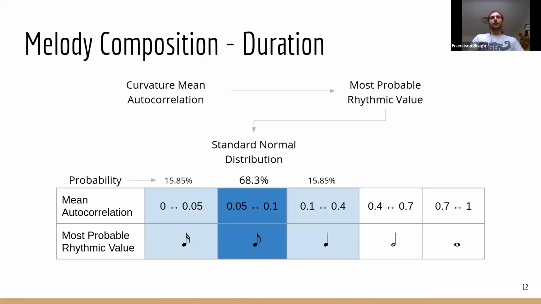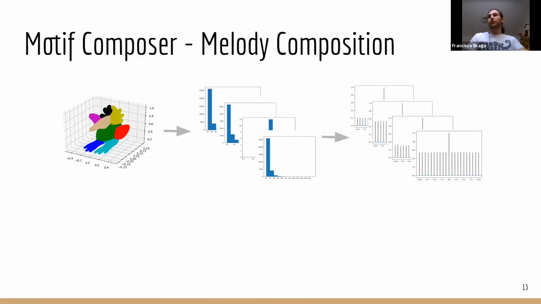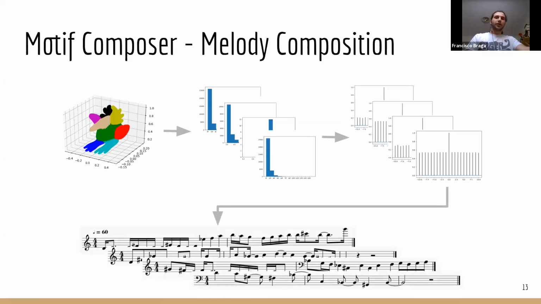So to sum up the melody, for each segment we obtain the angles histogram and the mean autocorrelation. And from there, we obtain the probability distributions that will be the base for the melody creation. And we obtain our motif for each segment. Regarding the size of each motif, it is relative to the size of the segment to the whole sculpture. So a bigger segment will have a longer motif.